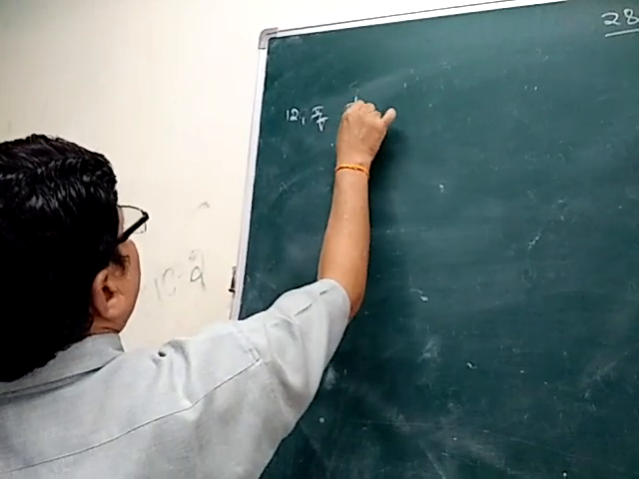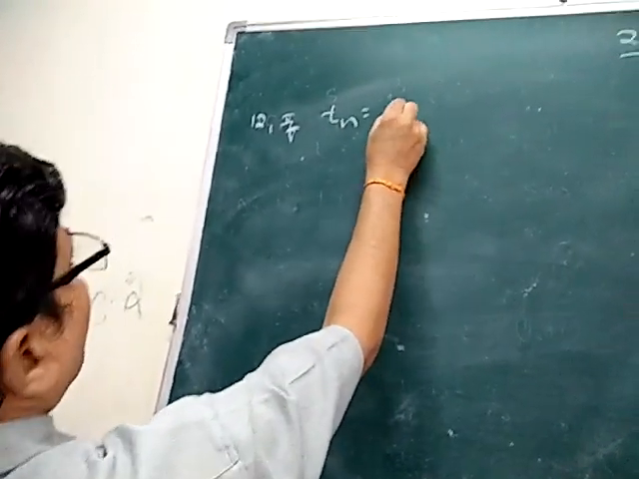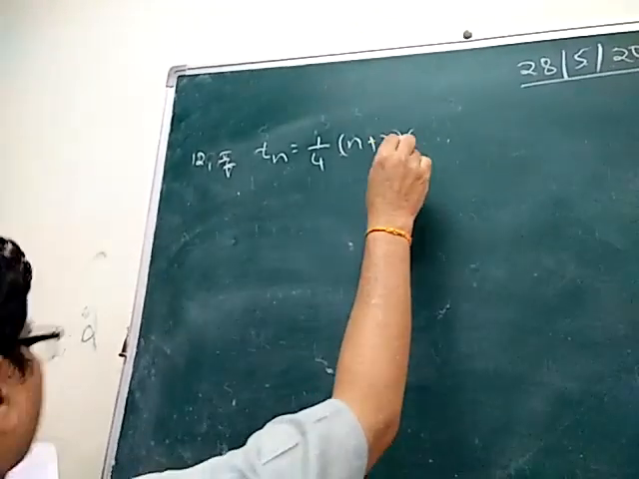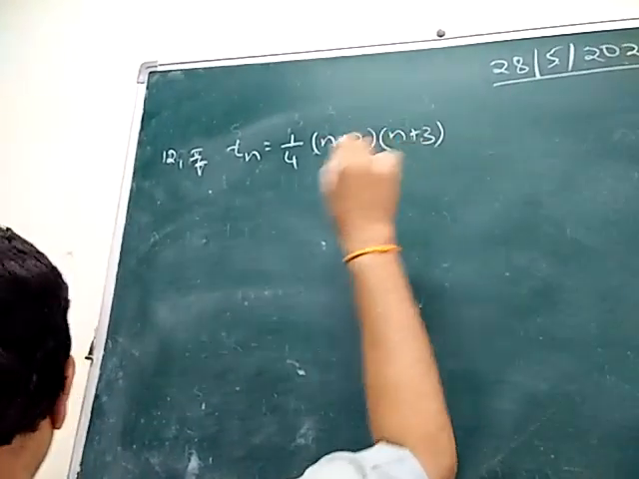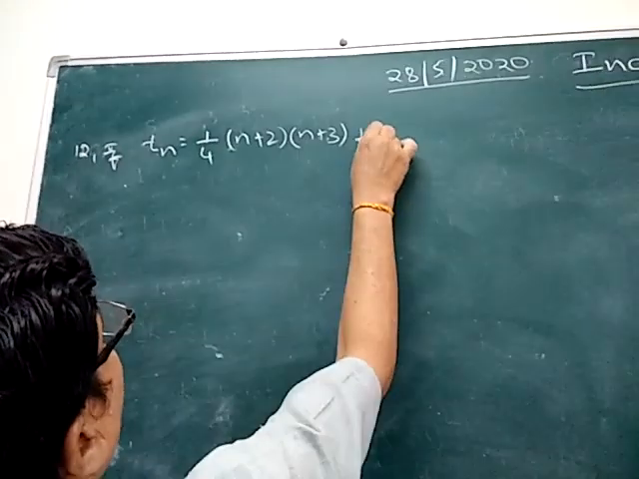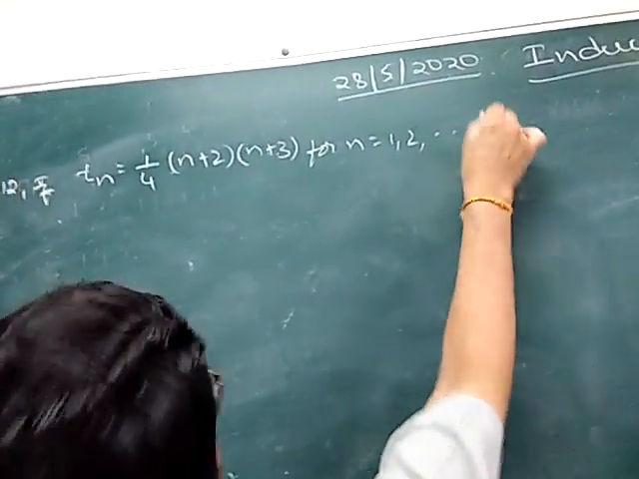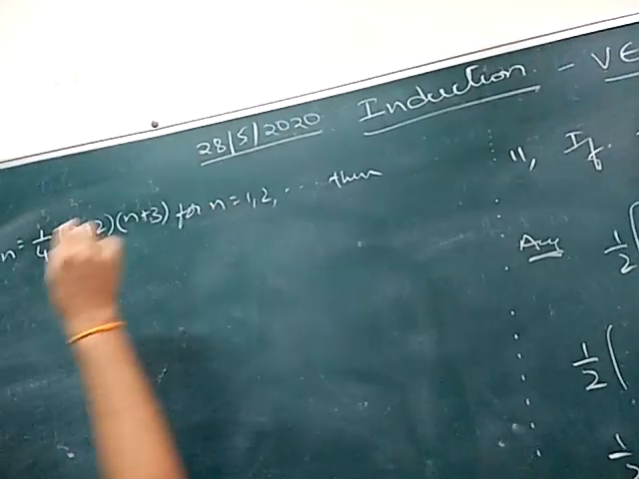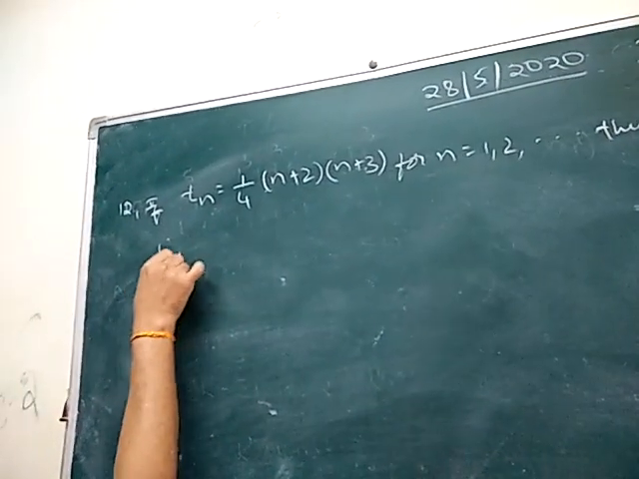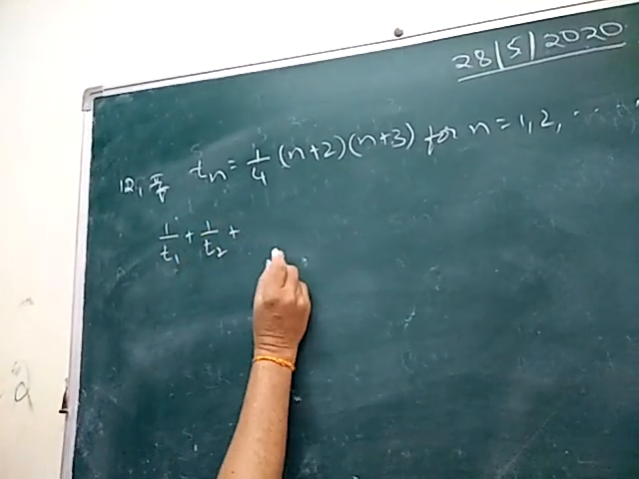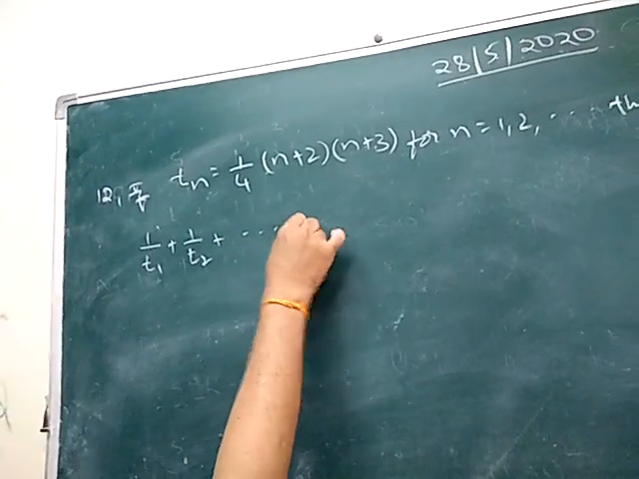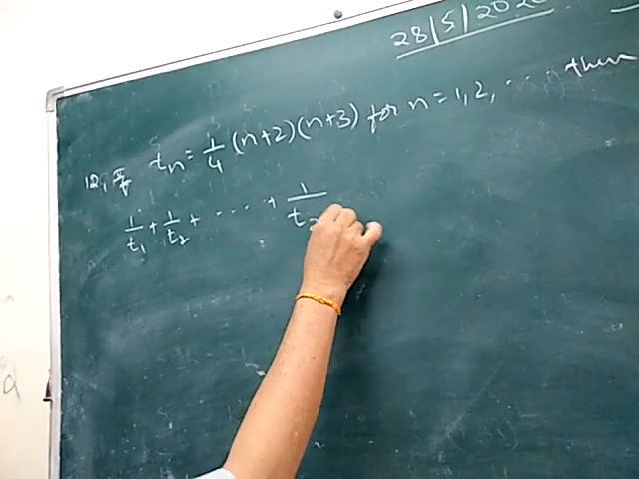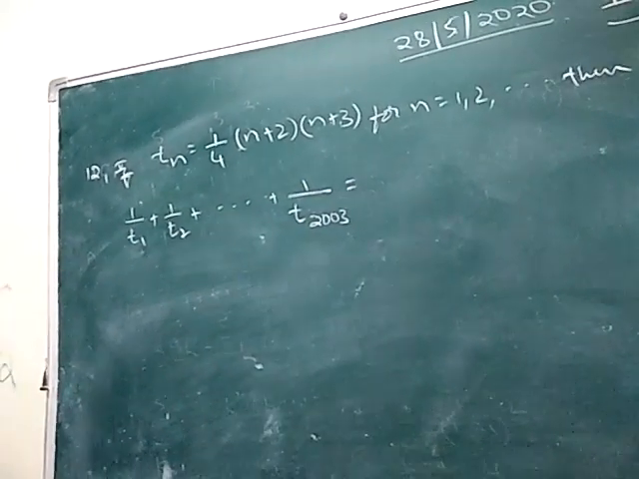Next, Tn is equal to 1 by 4 into n plus 2 into n plus 3 for n is equal to 1, 2, and so on. Then 1 by t1 plus 1 by t2 plus so on plus 1 by t 2003 is equal to how much?